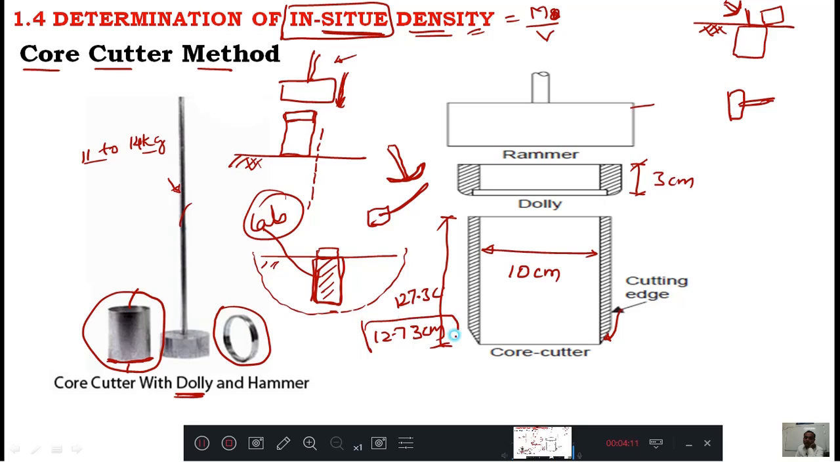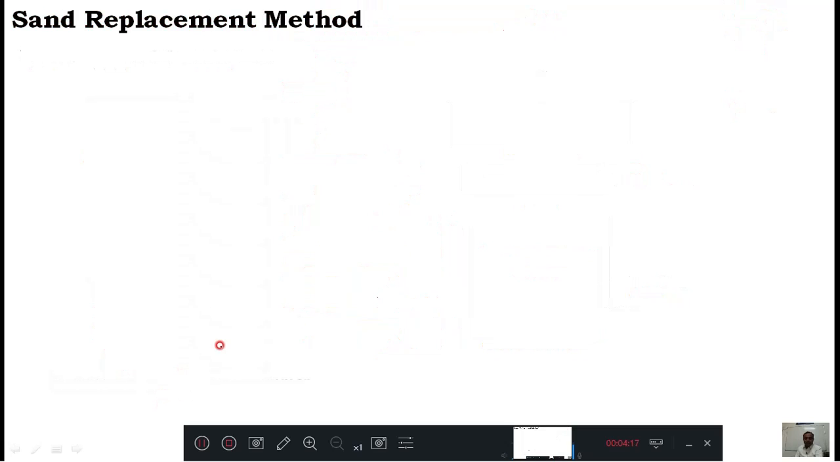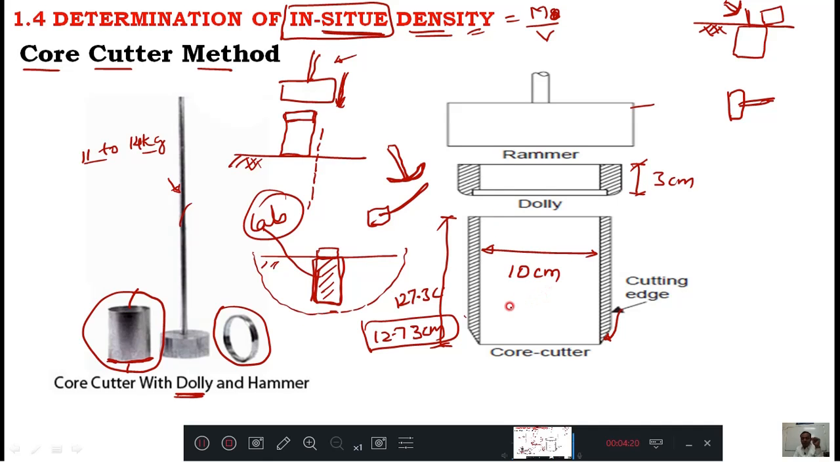So why this odd number? Because when you get the volume, you will become happy. I will show it later. Now you got this. Then what to do next? When you perform the experiment, inside a soil will be there.